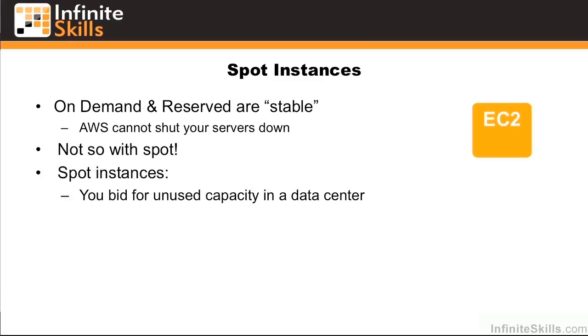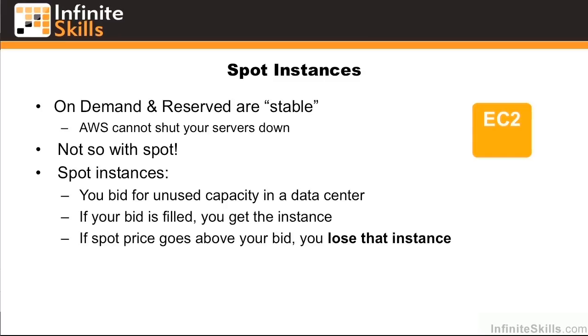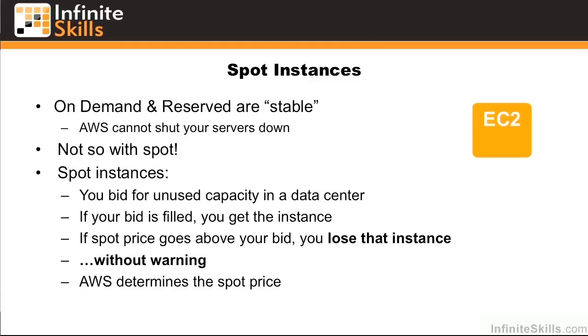With Spot instances, you're essentially bidding for unused capacity in a data center. If your bid gets filled, you get the instance. If, however, the spot price goes above your bid, you're going to lose that instance without warning. Amazon determines the spot price rather than the market. Amazon, of course, uses the supply and demand available in an AZ to determine that price.